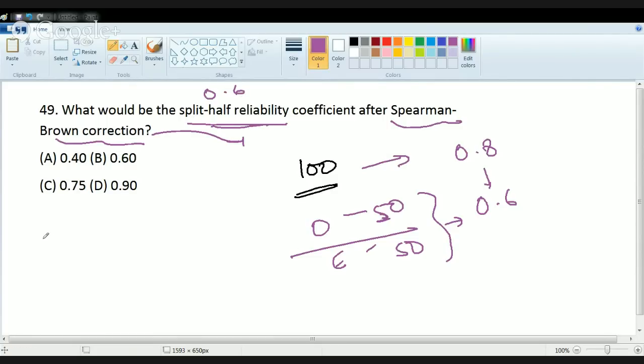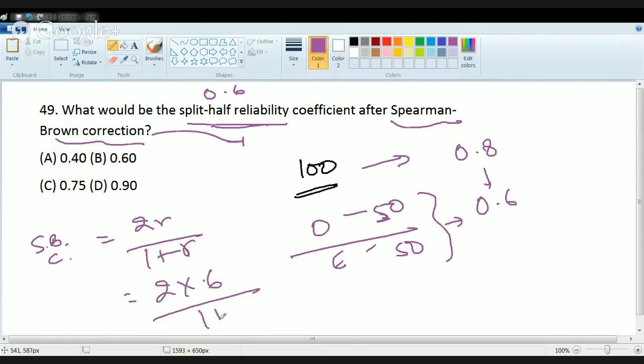So the simple formula for Spearman-Brown correction is 2r divided by 1 plus r. Here 2 is for two groups, so you have an odd group and an even group. So it's 2 into 0.6 divided by 1 plus 0.6. So it's 1.2 divided by 1.6. When you solve it, you get the answer 0.75.